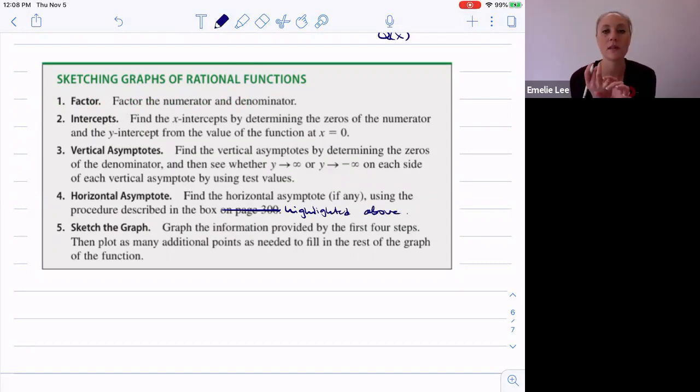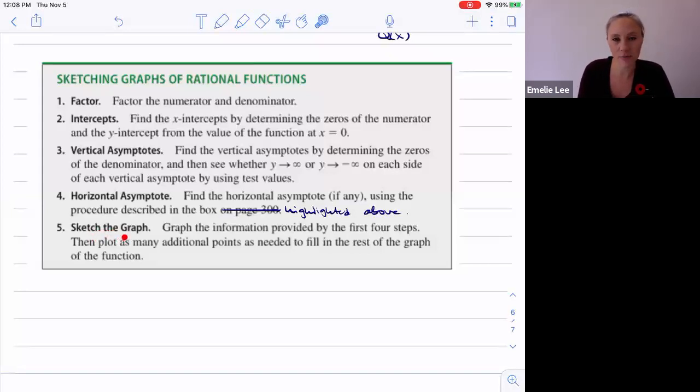we look at the degree of the numerator and the degree of the denominator and how they compare, right? If the degree of the numerator is less than the denominator, then the horizontal asymptote is at y equals 0. If they're equal, then the two leading coefficients as a fraction is your horizontal asymptote. And if the degree of the numerator is larger than the degree of the denominator, then there is no horizontal asymptote. Great.